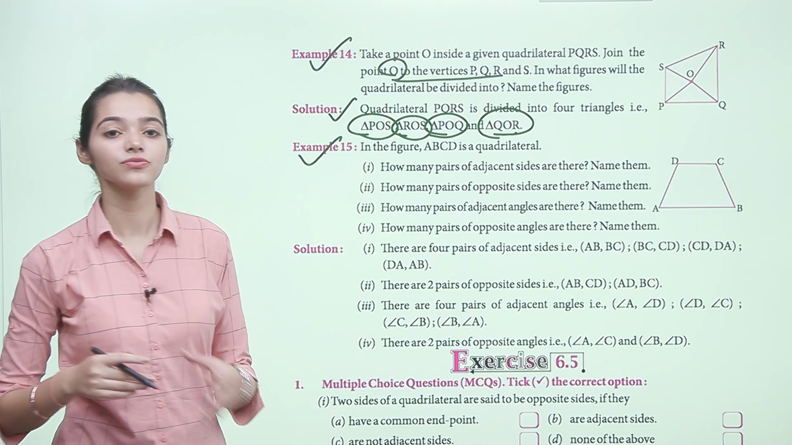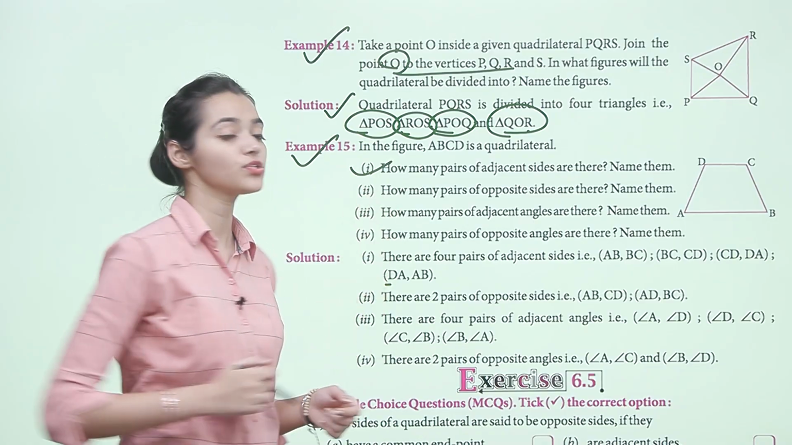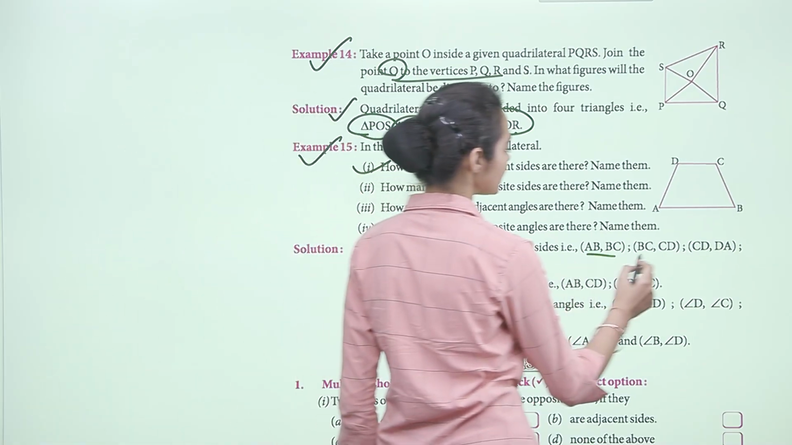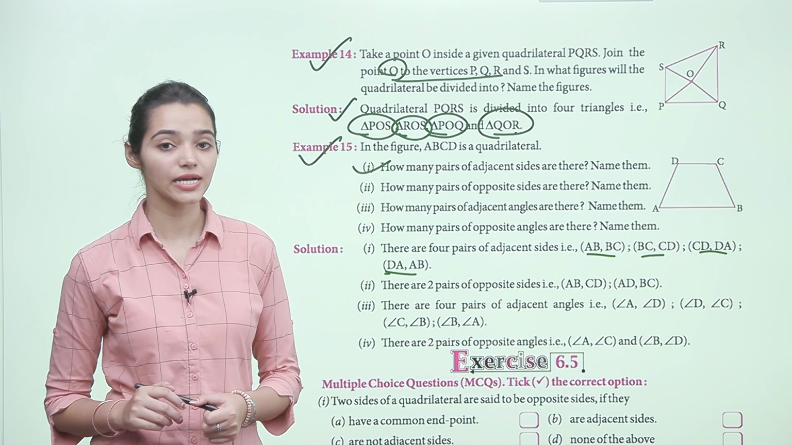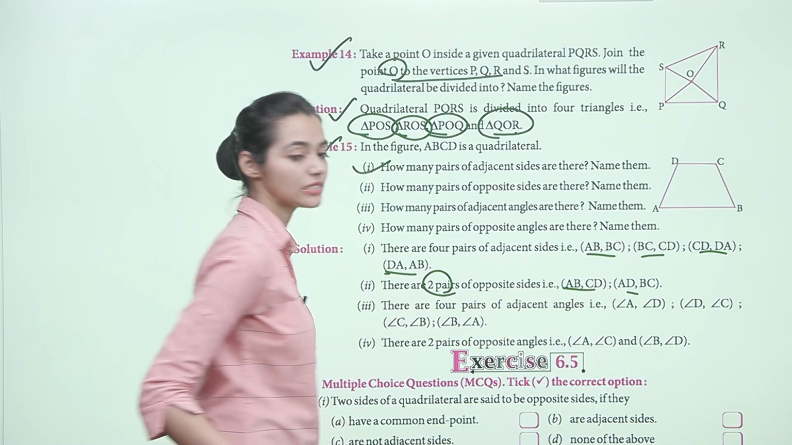Now in example number 15, in the figure ABCD is our quadrilateral. In the first one, how many pairs of adjacent sides are there? We have to name them. So these are AB, BC; BC, CD; CD, DA; and DA, AB. Now how many pairs of opposite sides are there? We have to name them. So these are 2 pairs of opposite sides, AB, CD and AD, BC.